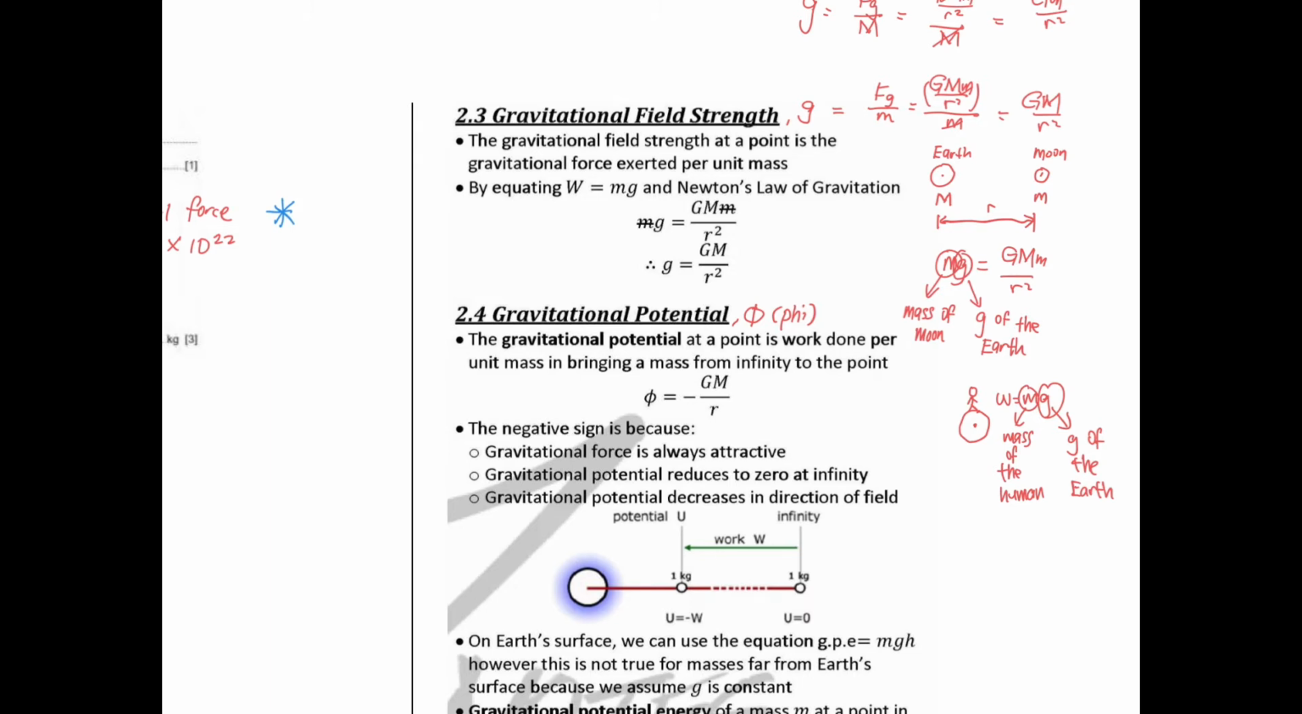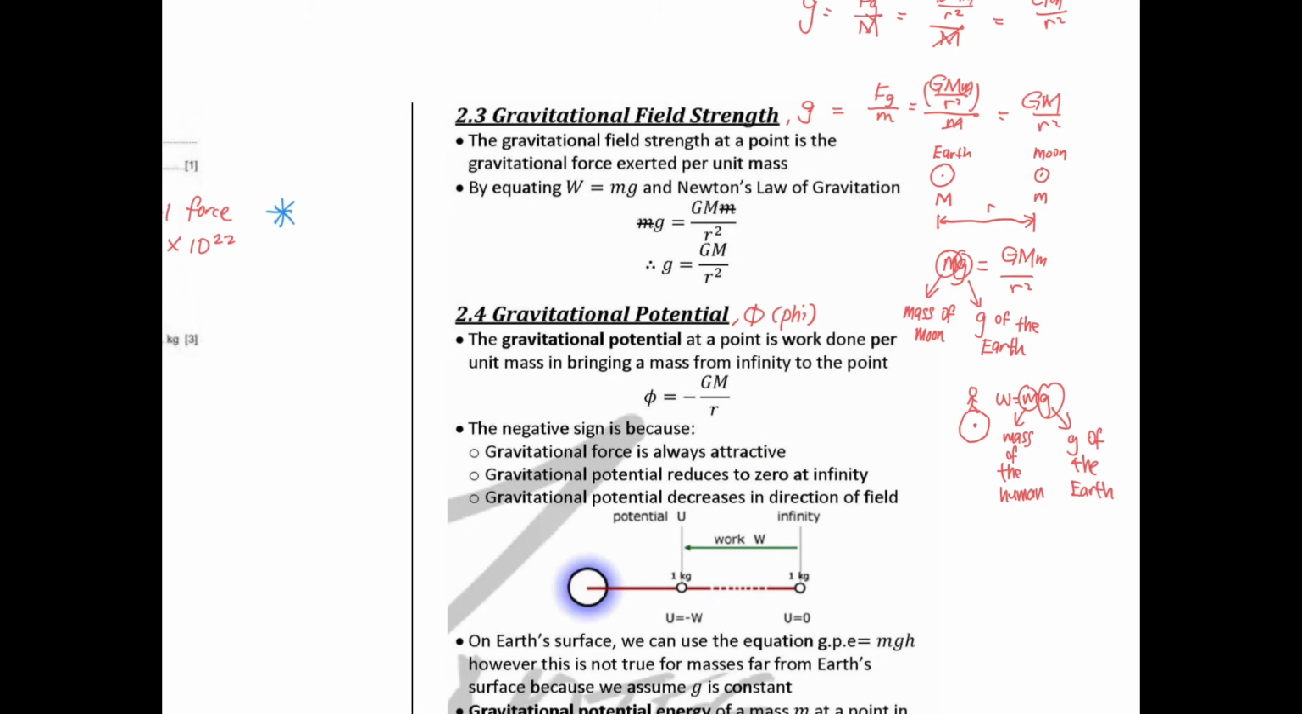Now, let's move on. Formula: gravitational potential equal to minus GM over r. That explains why there is a minus there. The negative sign is because gravitational force is always attractive. So this is the reason why there is a negative.